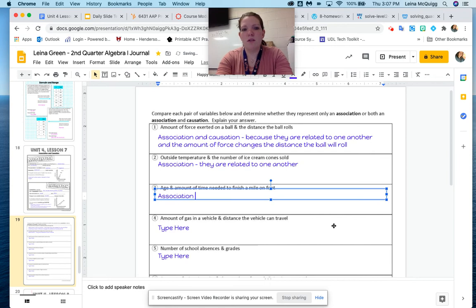Your age does affect how fast or how slow you can go a mile on foot. Things are related, but do they directly affect one another? Like, as your age increases, do you automatically start walking a mile slower? Or as your age decreases, do you automatically start walking a mile faster? Not necessarily, because what if you're 2 years old? I, at 27 or 29, can walk a mile faster than my 2-year-old.